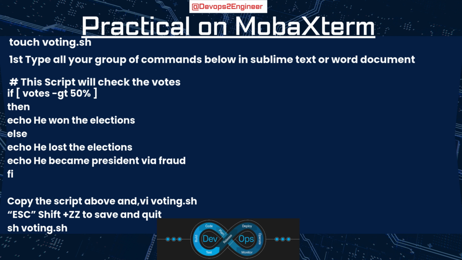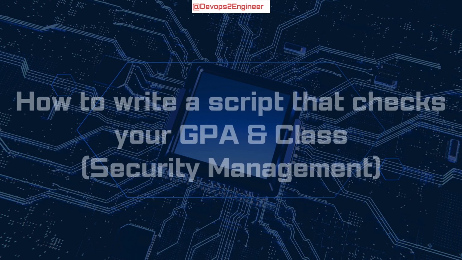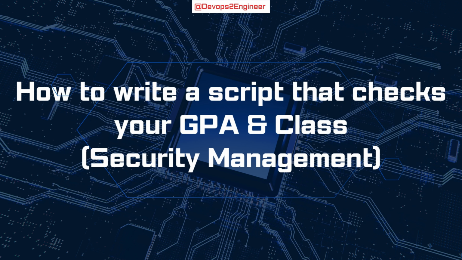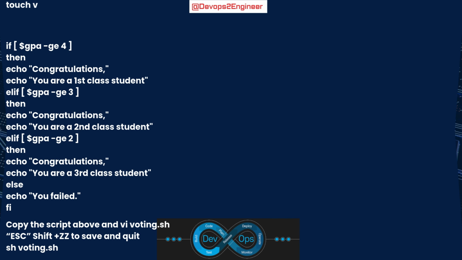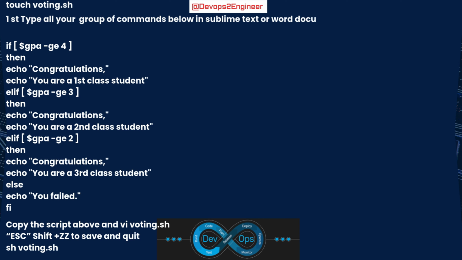Our next ticket is how to write a script that checks your GPA and your class. You're going to touch gpa.sh. I don't know why I put voting there. Then you're going to say this script checks the GPA and determines your class.